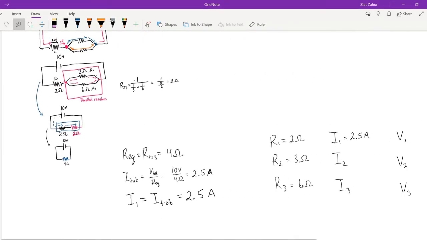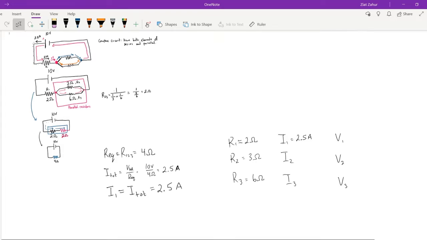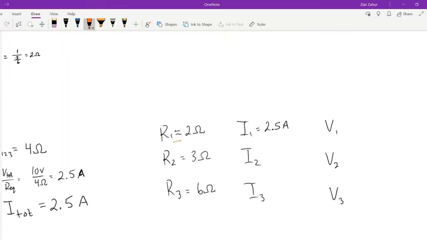So how do we do this? Well, how do we figure out how much current goes through each pathway? One thing to do, this is almost like a puzzle, and we'll do this type of problem more and more, is to work backwards, meaning since I already have R1 and I1, I can actually find V1, right? Chat, what is V1 equal to?